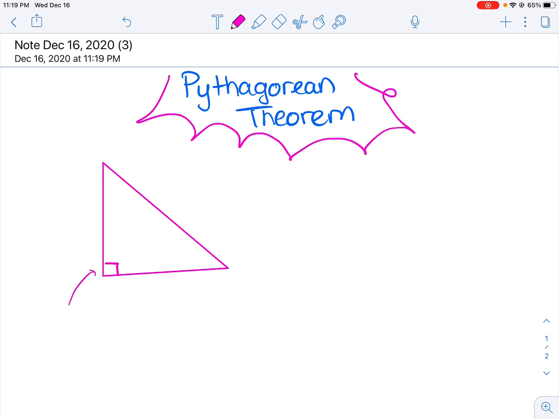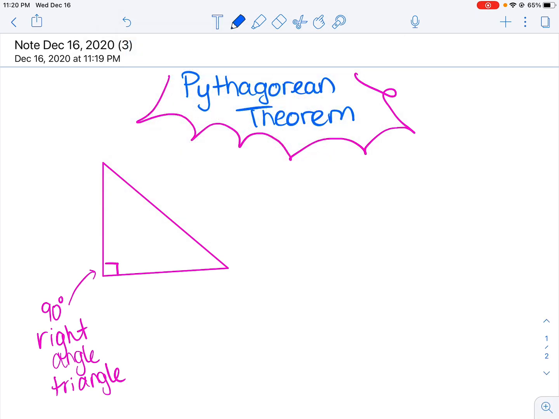So this triangle right here is a right angle triangle because one of the angles inside the triangle is equal to 90 degrees. So we call it a right angle triangle. Pythagorean theorem is only good for those.